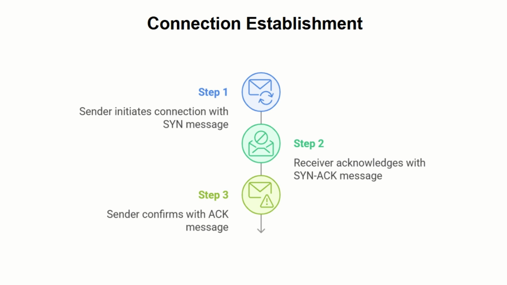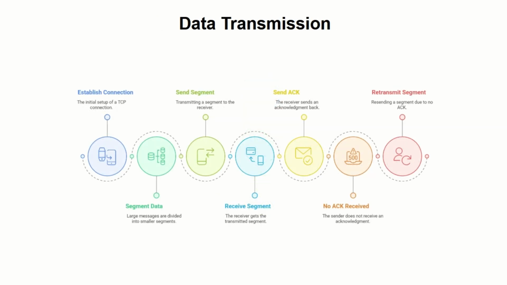Now data can flow. The next step is the transmission. Once the connection is established, the actual data transfer happens. The first thing is segmentation. Large messages or data are split into smaller units called segments. Each TCP segment contains a header and a payload, which is the actual data being transmitted.